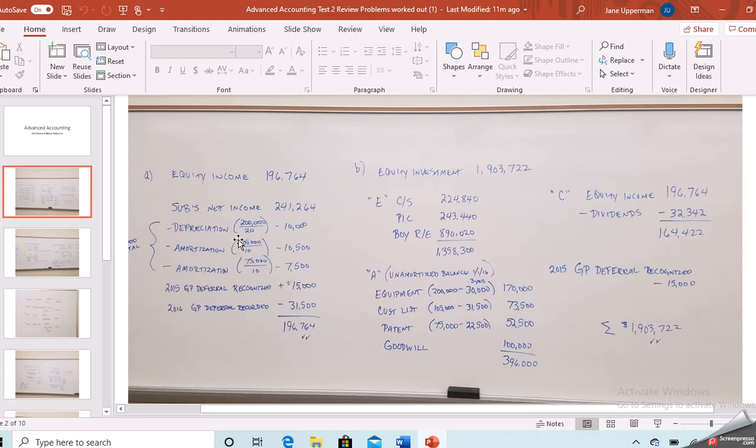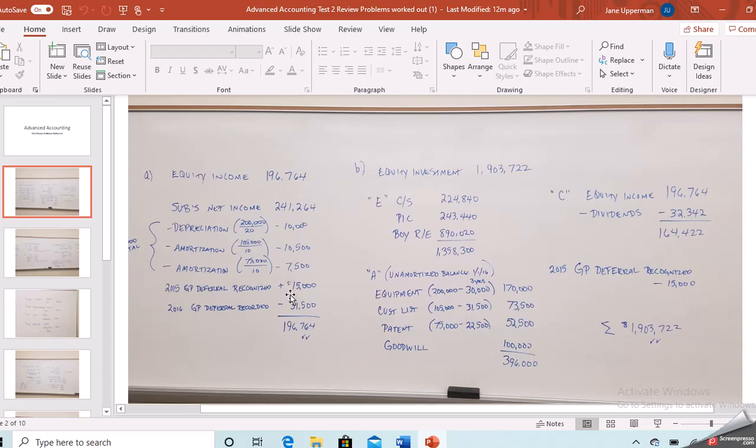So we had equipment at $200,000 with a useful life of 20 years. So that'd be $10,000 of depreciation. Amortization on our customer list at $105,000 over 10 years. So that would be $10,500. Then we have amortization on our patent, had a value of $75,000 over 10 years. So that's $7,500. Then we add the gross profit that was deferred from last year.